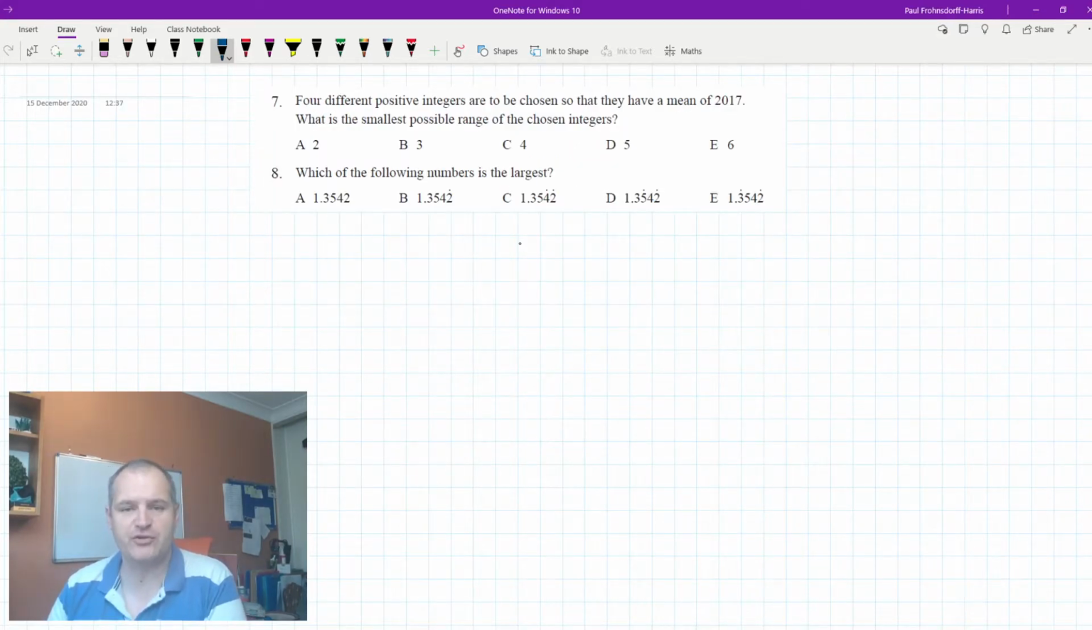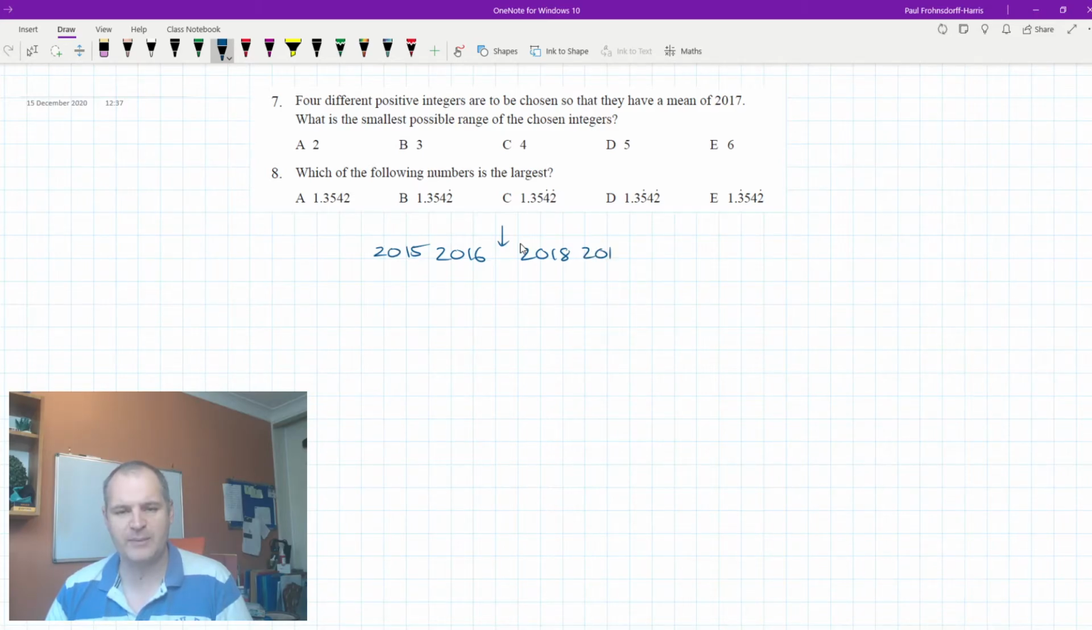4 different positive integers are chosen, so they have a mean of 2017. Now, we'd love to just use 2017. Problem is, to be the mean average, we needed to be able to divide it by something. So I think, in order to be central, we actually want 2016. We want 2016 and 2018. 2 distinct integers. Remember, integers are whole numbers, and they have a mean of 2017. Then we want to go either side again with different numbers.